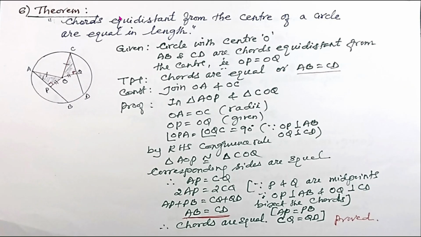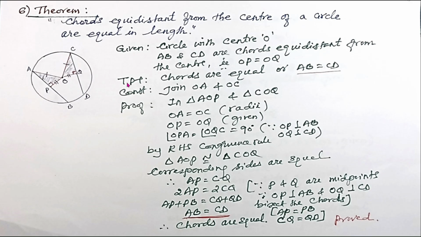Now the next theorem states that chords equidistant from the center of a circle are equal in length. Now the theorem is very simple. We are given a circle with center O, and there are two chords AB and CD at equal distance from the center. That means OP is equal to OQ. Now we have to prove that chord AB and chord CD are equal in length. Now let us see how to prove it.